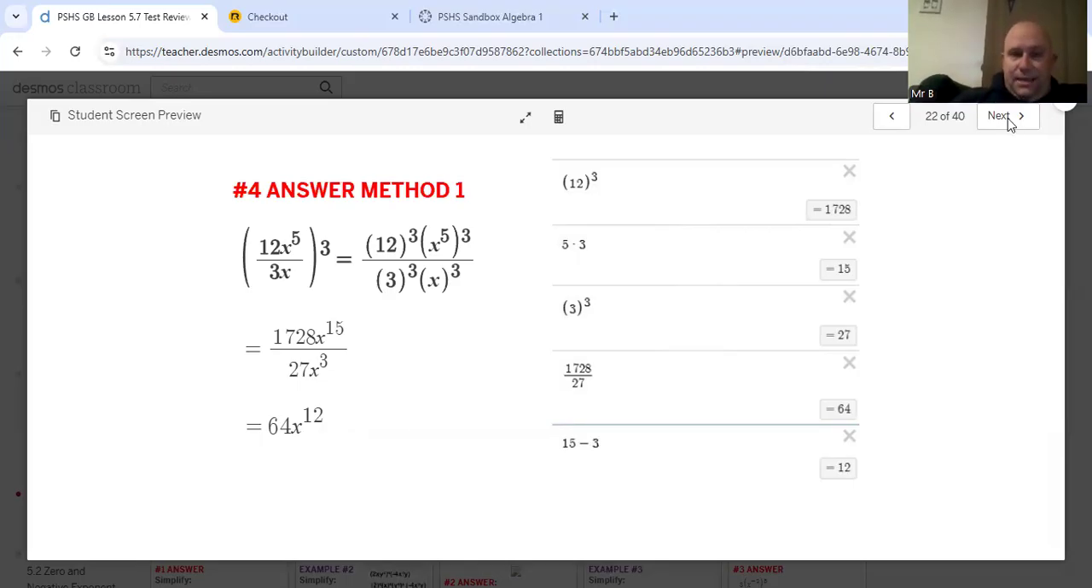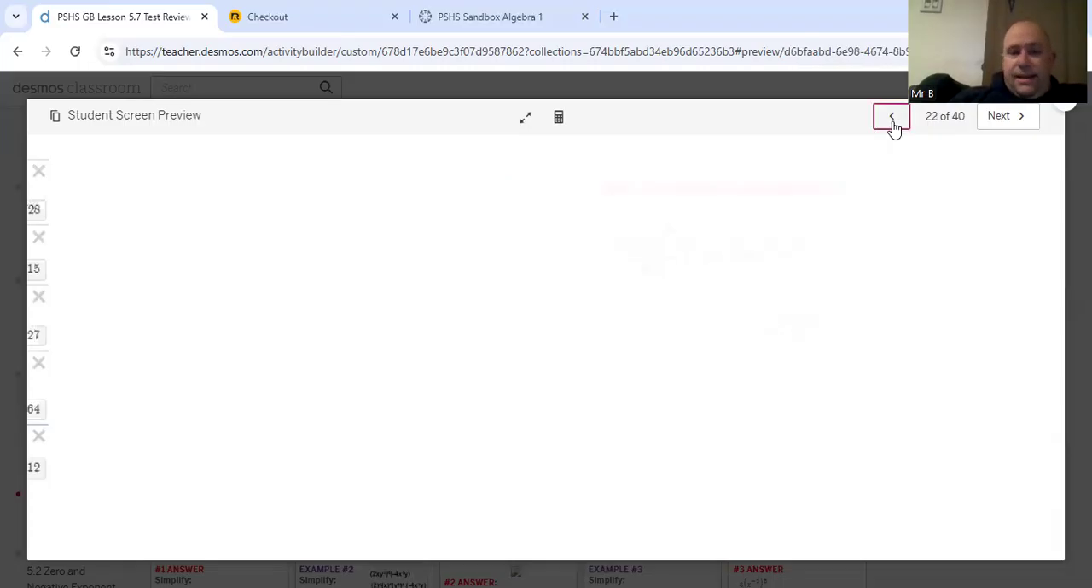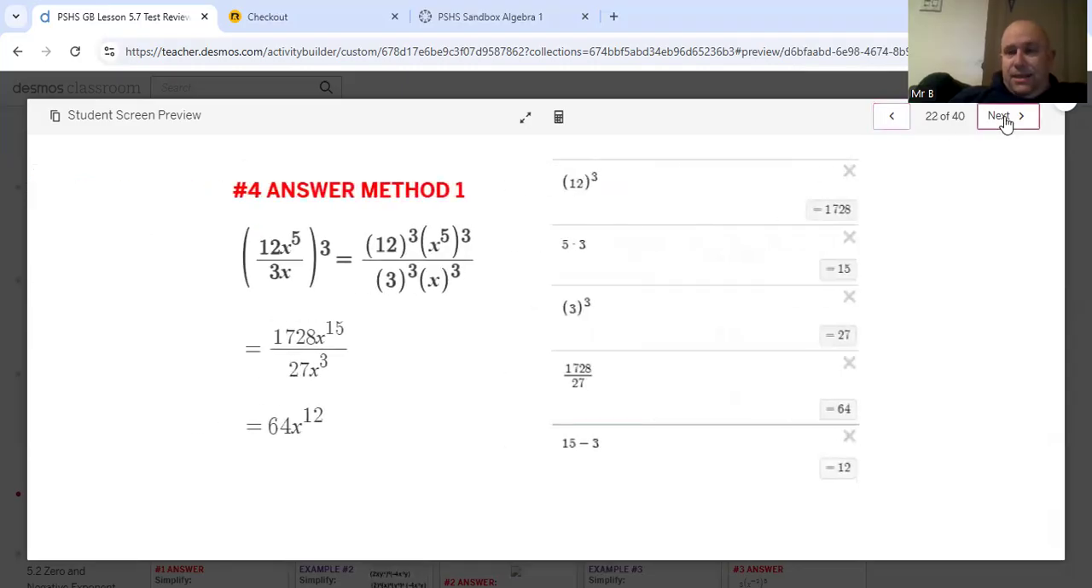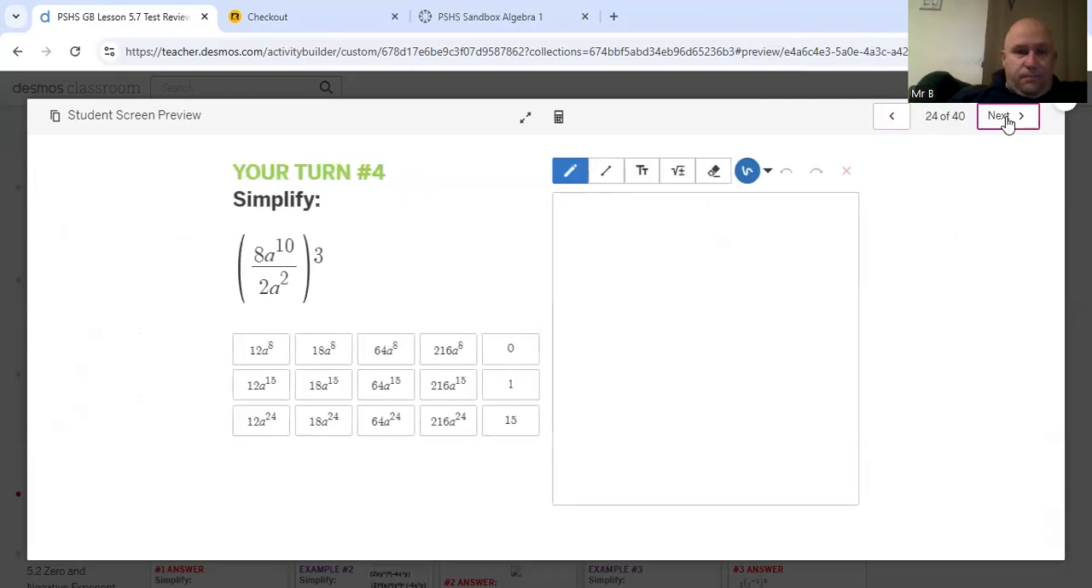Now, if you can understand this next method, this is quicker, but then it means you've got two different methods to remember. If you simplify first, 12 divided by 3 is 4. 5 take away 1 gives you 4. And then when you come to split this up, it would just be 4 to the power of 3, x to the power of 4 to the power of 3. 4 to the power of 3 is 64. 4 times 3 is 12. And it is indeed the same answer, but you can see that there's a lot less working out here, but it's an extra method to remember.